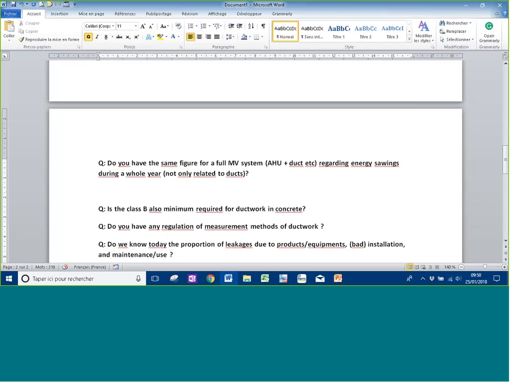Okay, I think we have a comment on this. Okay, I'll try to. Okay, then there's another question. Do you have any regulation on measurement method of ductwork?